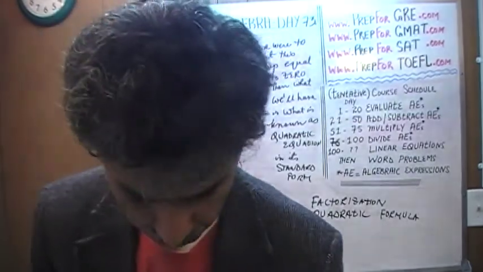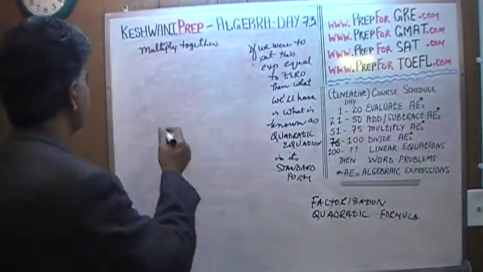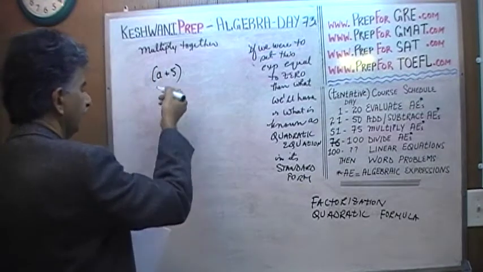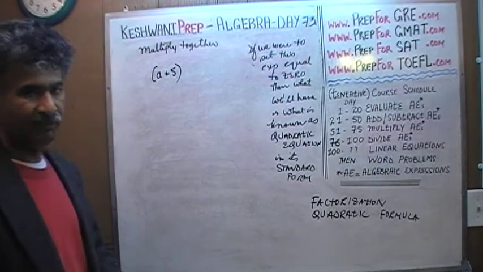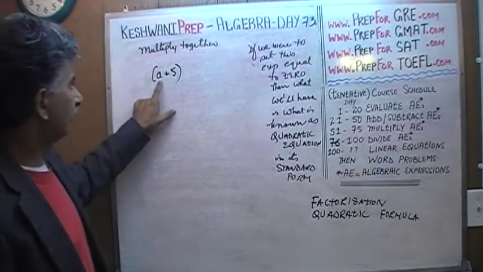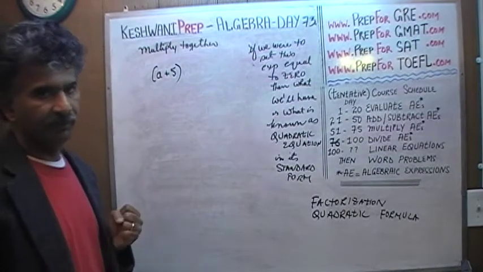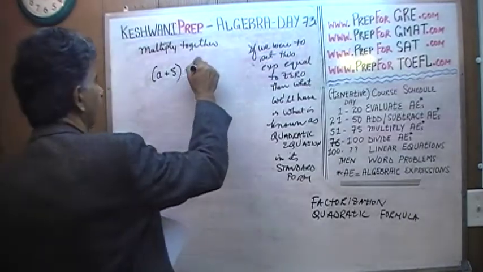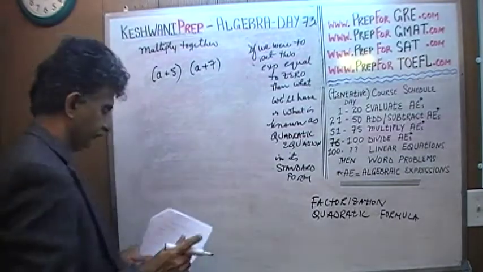For example, for today we are asked to multiply this expression here, a plus 5. A plus 5 is what is known as an expression. It has two terms, a and 5. It's an expression, it's not an equation. We're asked to multiply this expression with this expression, a plus 7.